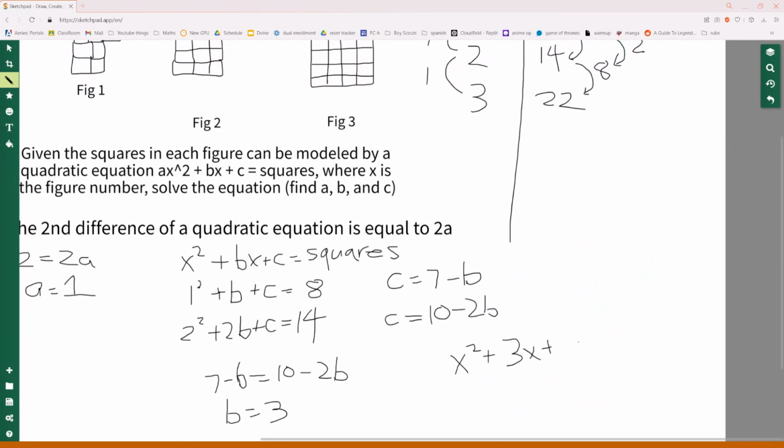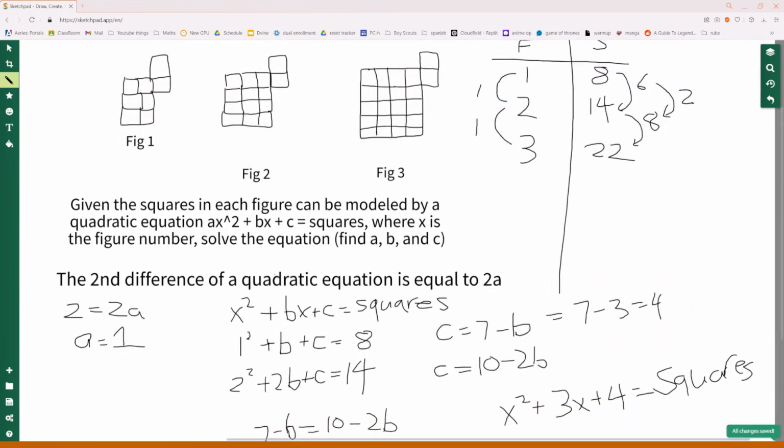And let's just quickly, yeah. So for c, we know that c is 7 minus b, and we know b is 3, so 7 minus 3 is 4, so we have c is 4. So at the end, the equation is x squared plus 3x plus 4 is the amount of squares in every figure. And that is the entire equation, so let's test it.